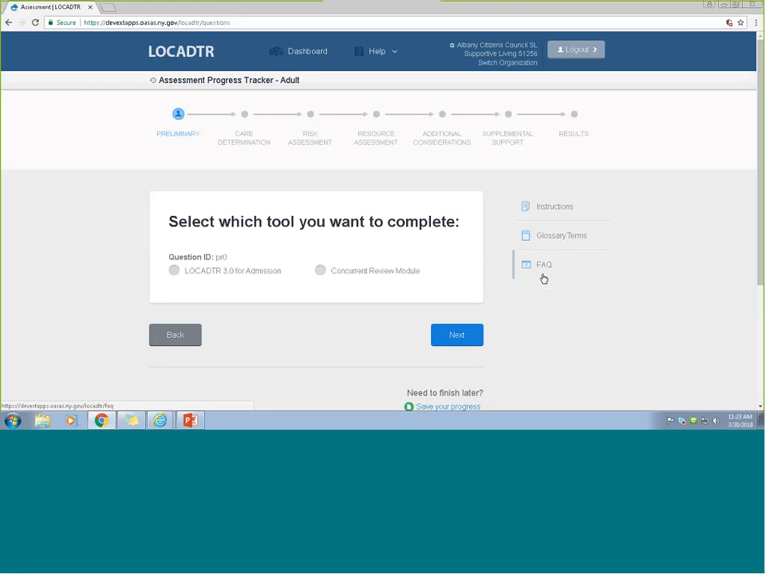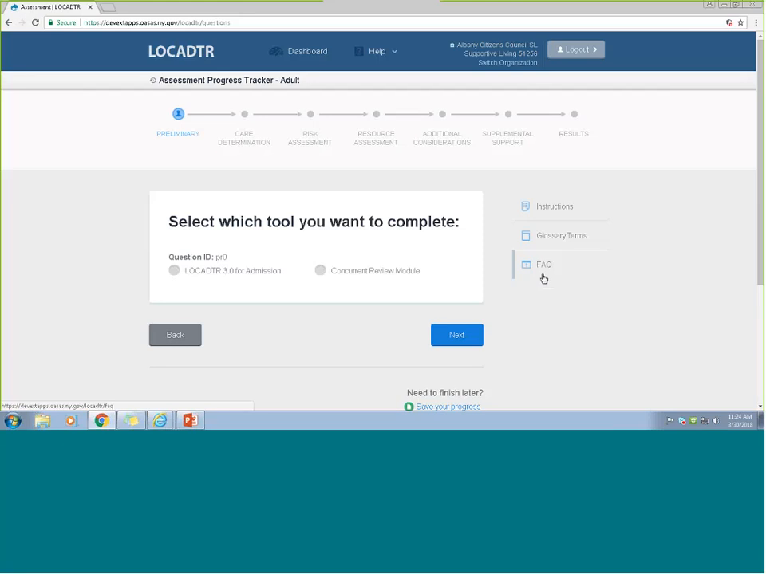What we don't want to happen is if a program doesn't receive a locator, that poses a barrier for that person to come into care. The locator should never be used in that way. So if a program were to be having difficulty obtaining that locator, they should go ahead and complete an admission locator at that point. The concurrent review is always used after an admission locator has been used, even if you think you're going to need to re-enter.